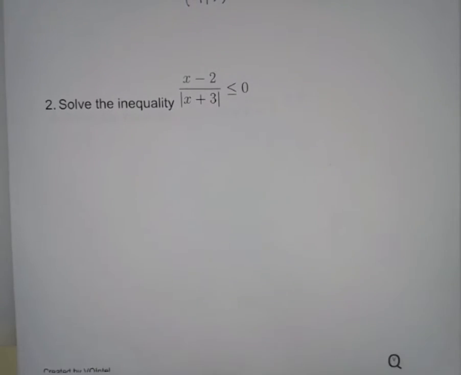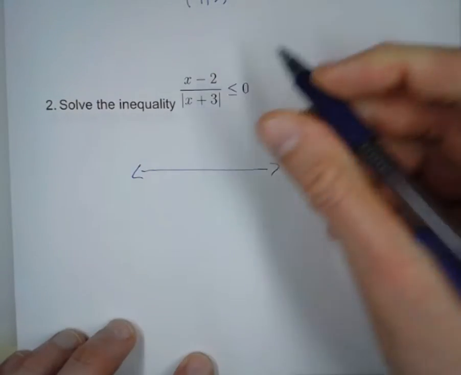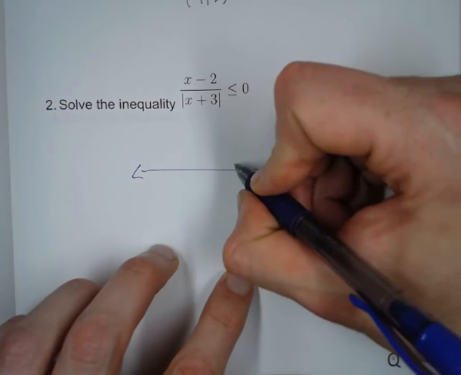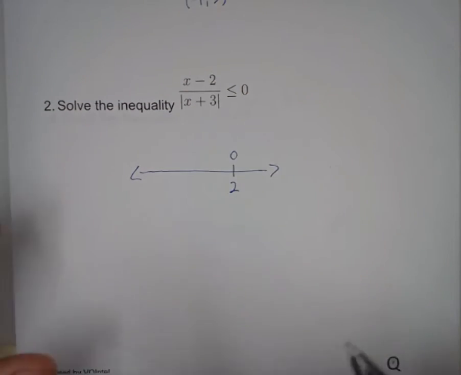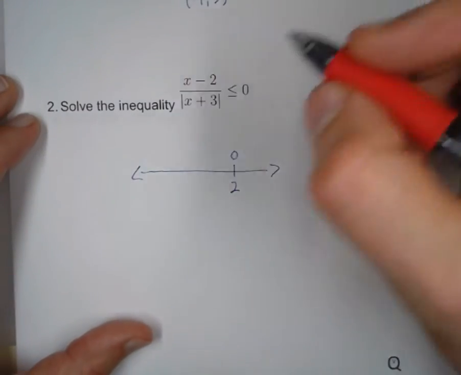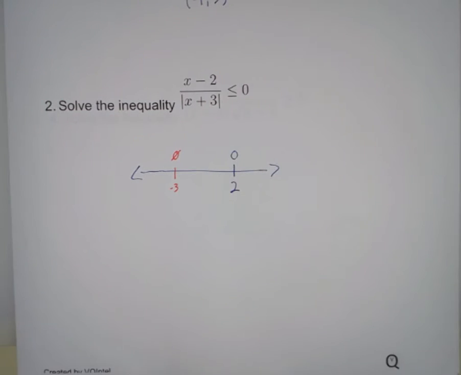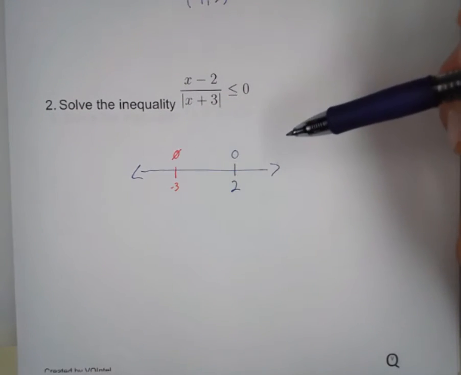So for the next one, same thing. We start with what makes it 0. And so here we have a ratio, so we look at the top. What makes the top 0? That's 2. What makes the bottom undefined? What makes the bottom 0, which makes it undefined? That's -3. So now we have 3 intervals that we need to fill in.